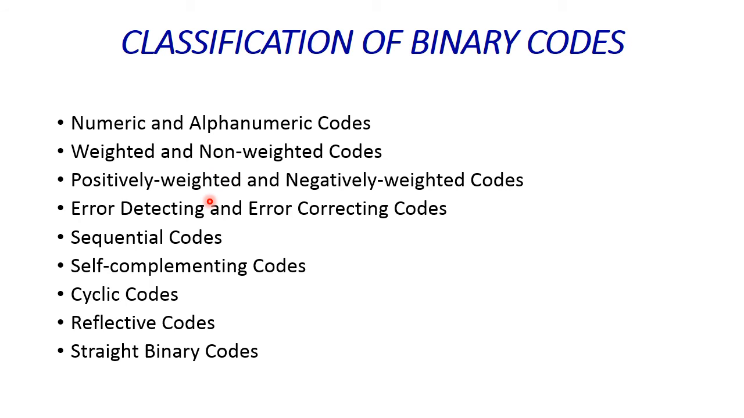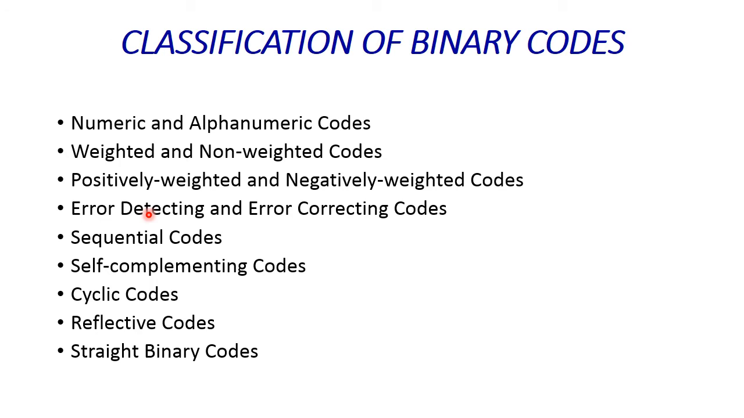Negatively weighted codes are those in which some of the weights assigned to the binary digits are negative. Examples are the codes 642-3-1, 631-1, 64-2-1, and 74-2-1. Now the next one is error detecting and error correcting codes. Binary codes may also be error detecting codes or error correcting codes. Codes which allow only error detection are called error detecting codes. That means the codes which are only used for detection purposes are called error detection codes.